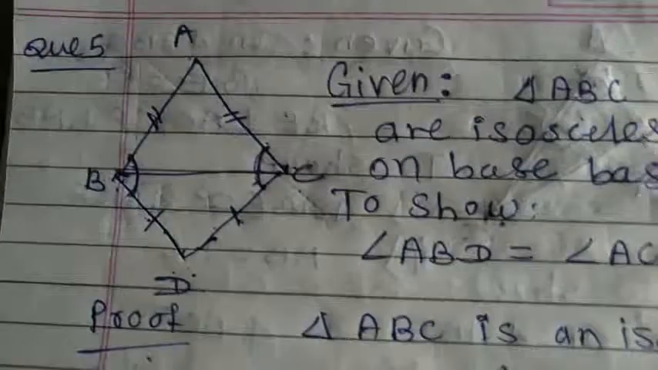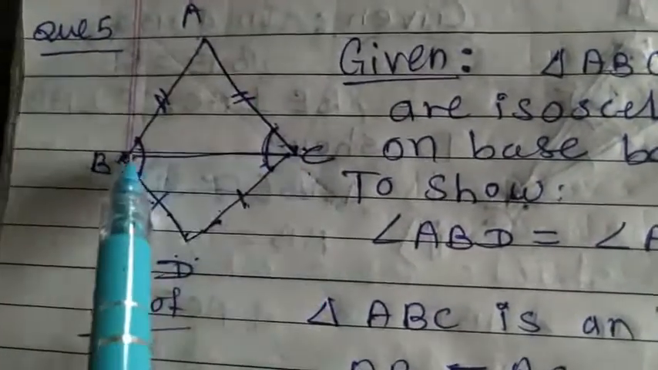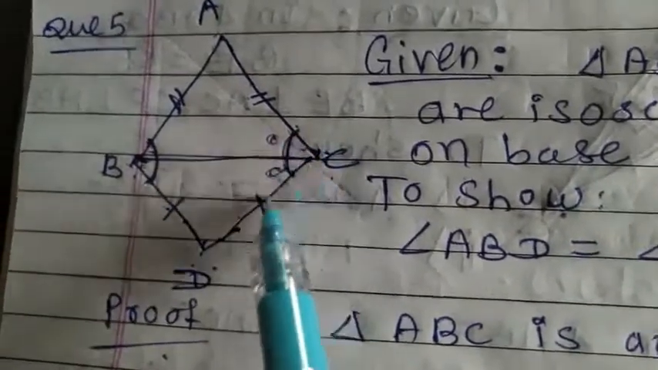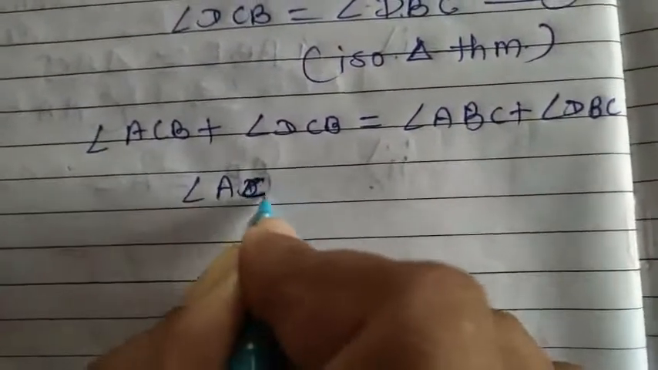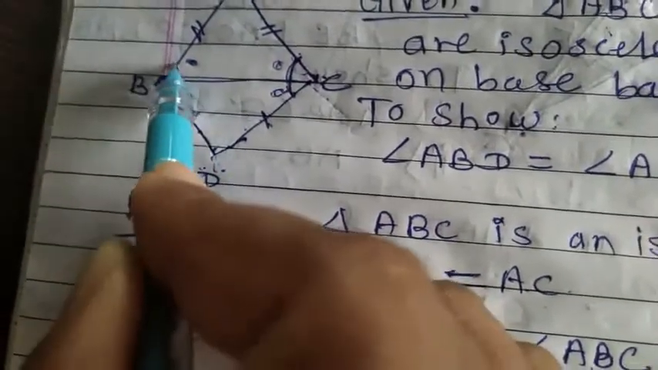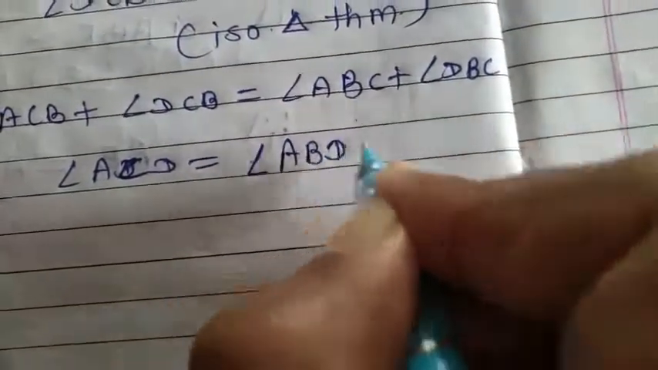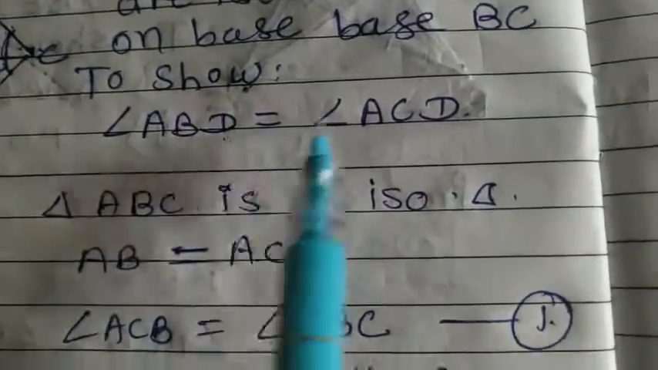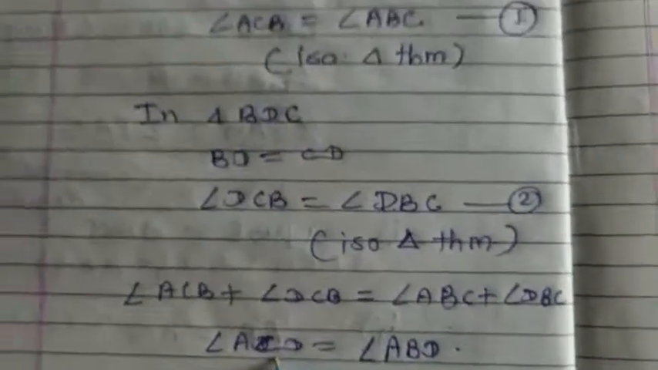Now see the figure. Here angle ACB and DCB, the sum of these two angles, this one and this one, the sum of this angle is whole C, which is ACD. Angle ACD is equal to, now ABC and DBC, the sum of these two angles, that sum is whole angle ABD. Angle ABD, and that is your proof. We have to show that ABD is equal to ACD. Here ABD is equal to ACD. That is your proof.